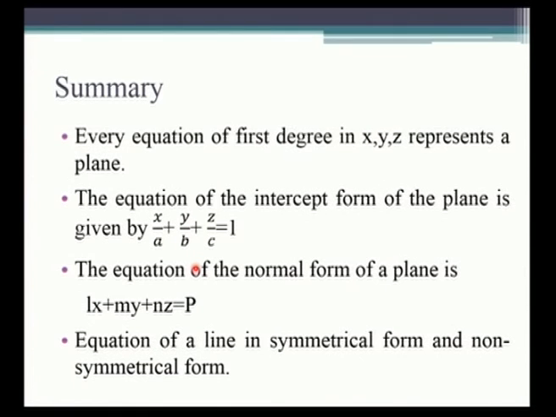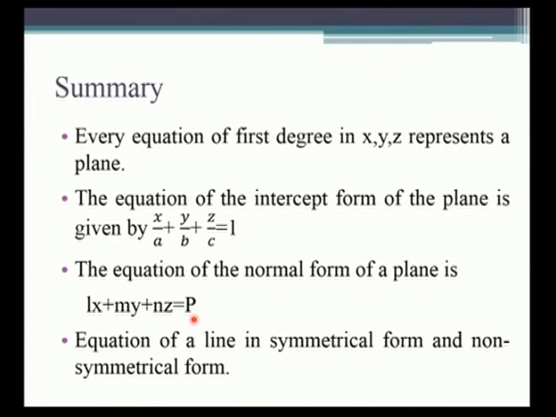So in this lecture, we learnt about the equation of a plane. Every equation of first degree in x, y, z represents a plane. The equation of a plane in intercept form is given by x by a plus y by b plus z by c is equal to 1, where a, b, c are the intercepts. Then the equation of the plane in normal form is given by Lx plus My plus Nz is equal to P.